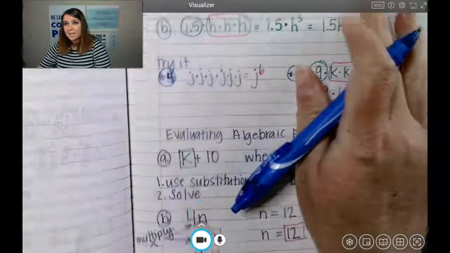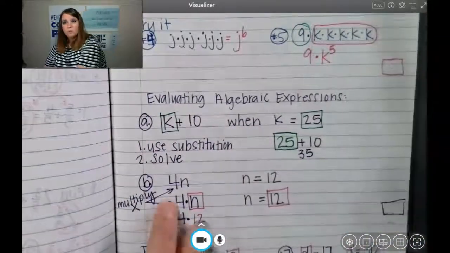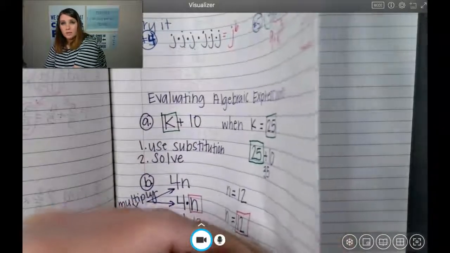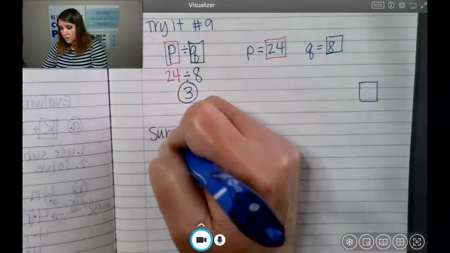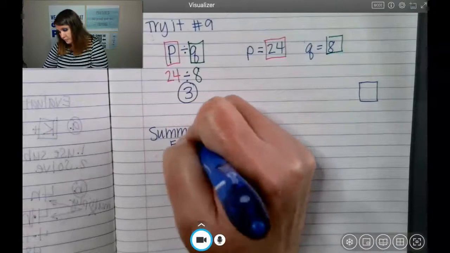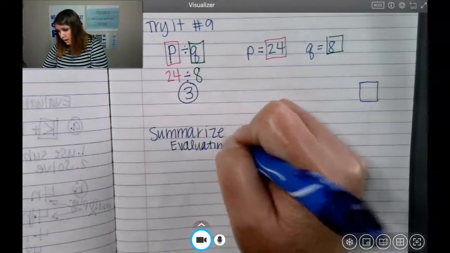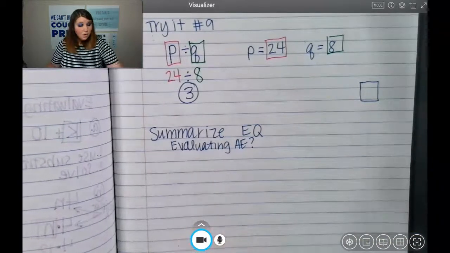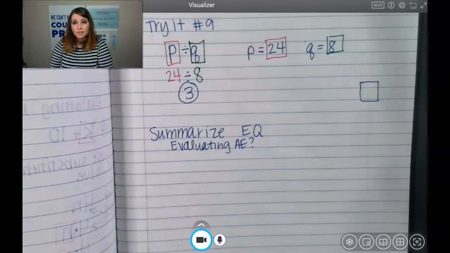How do we evaluate algebraic expressions? Go ahead and answer that question. When you are done, you may head on over to see what your practice work is.